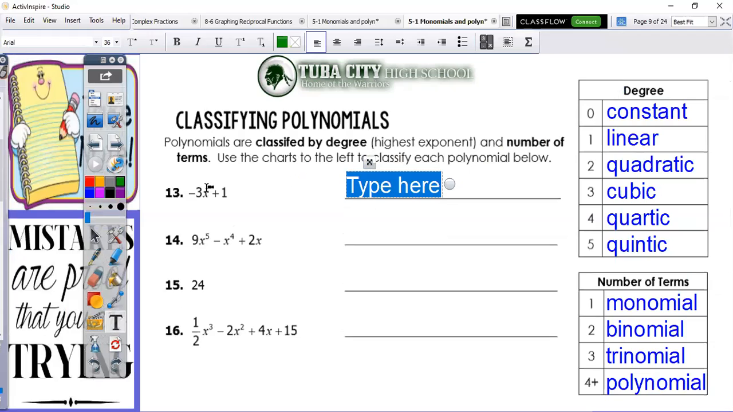So in this case here, look for the highest power. This is a 1 power. So we would call this linear. So if we were working on a function, this would be a linear function. In fact, if you look really closely, it does look like y equals mx plus b. Now here's another word that we've been using, and that is the number of terms. So in this case, this is a binomial. There are 2 terms.